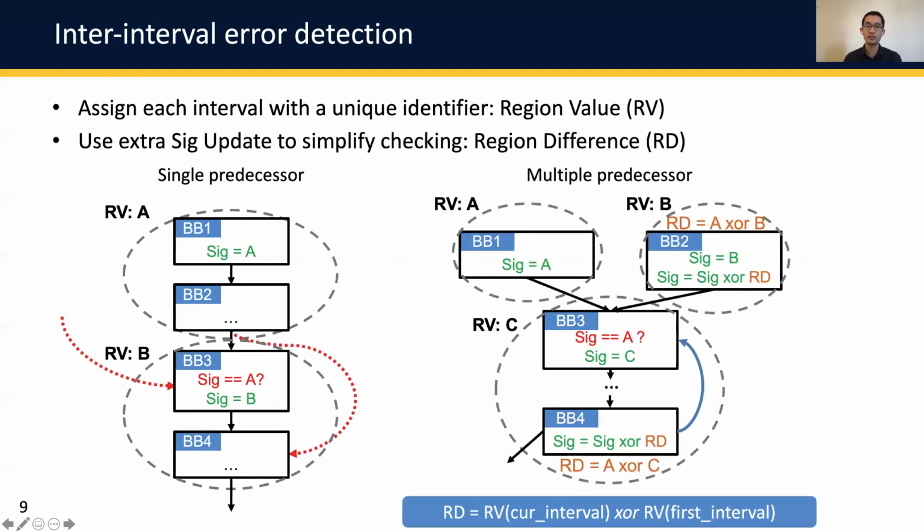If an interval has multiple predecessors, we use an extra signature update instruction to simplify the checking process, shown in the right figure. With the help of the region difference, which is defined at the bottom of the slide, no matter which predecessor the control flow comes from, the signature will always equal the first predecessor's RV when it reaches the destination. Consequently, a single checking instruction is enough to catch all inter-interval errors.